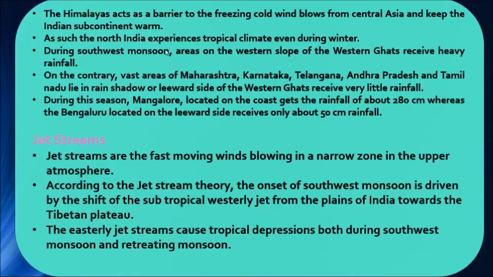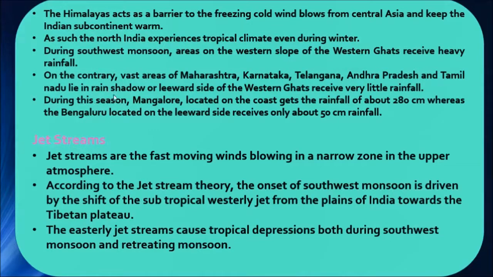So, in the southwest monsoon, the areas on the western slope of the Western Ghats receive heavy rainfall. On the contrary, vast areas of Maharashtra, Karnataka, Telangana, Andhra Pradesh and Tamil Nadu lie in the rain shadow or leeward side of the Western Ghats and receive very little rainfall. So these areas lie in the rain shadow. They receive very little rainfall.